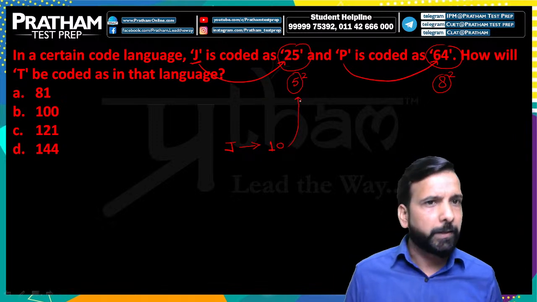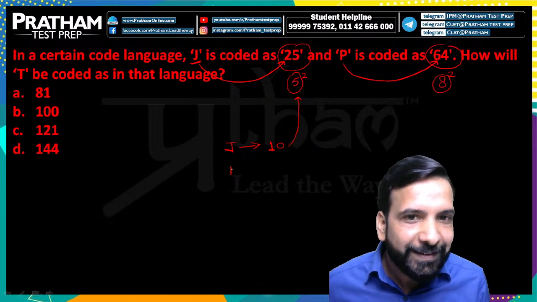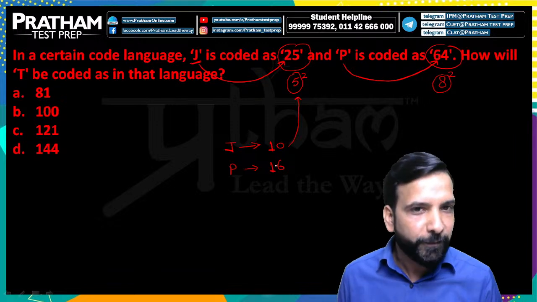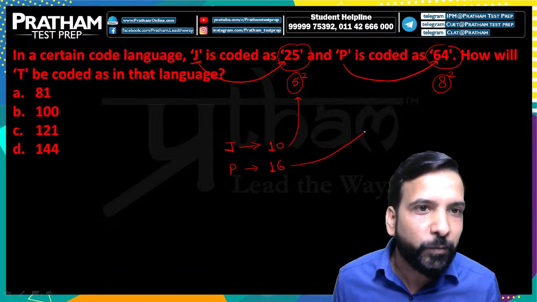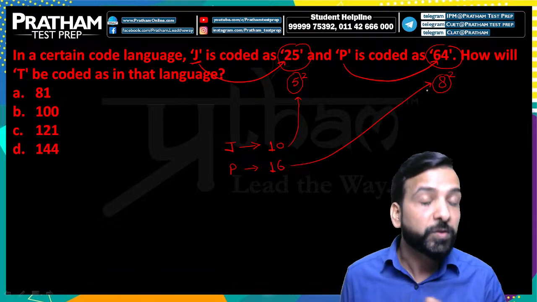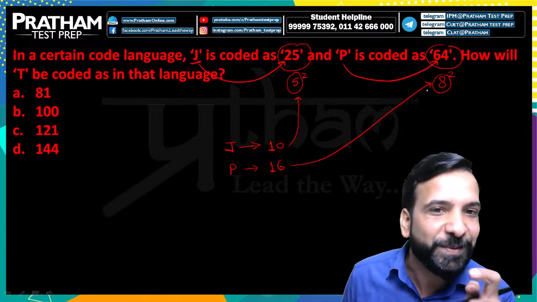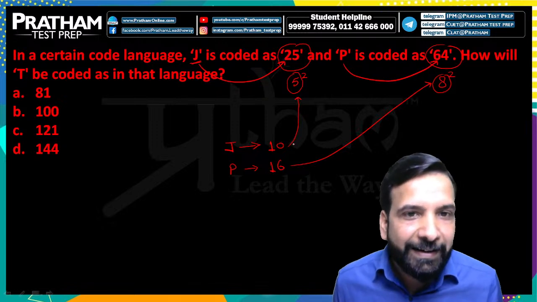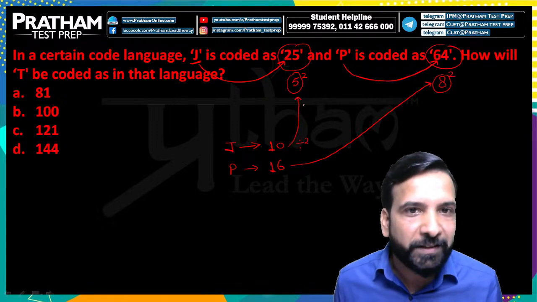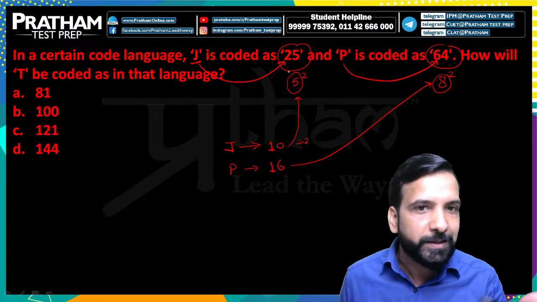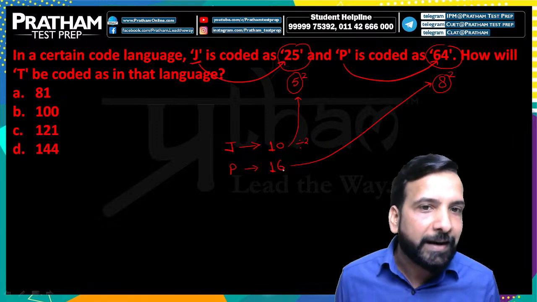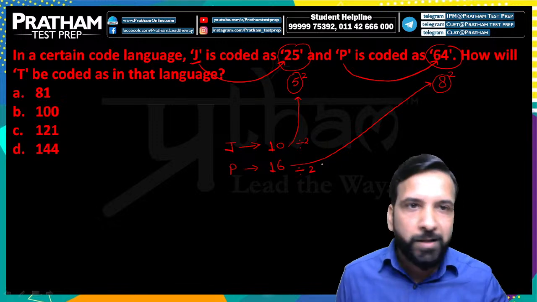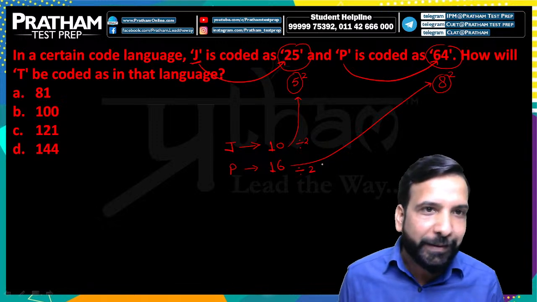Now what about P? P is the 16th letter of the English alphabet series, right? But here what we have been given? 8. What is the relation between 5, 10, 8, 16? Clearly 10 divided by 2 is nothing but 5, and the answer is the square of that number, and 16 divided by 2 is nothing but 8, and the answer is a square of that particular number, 8.